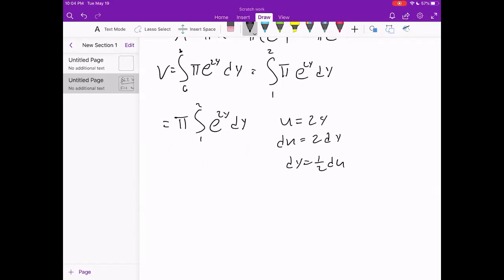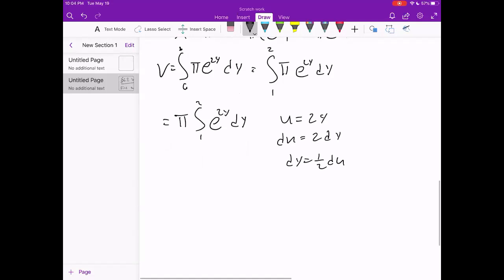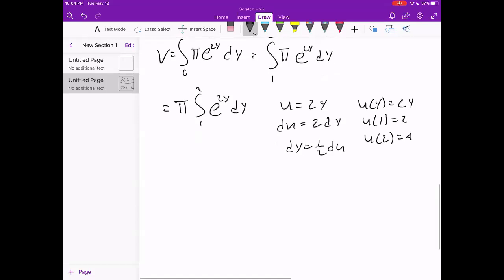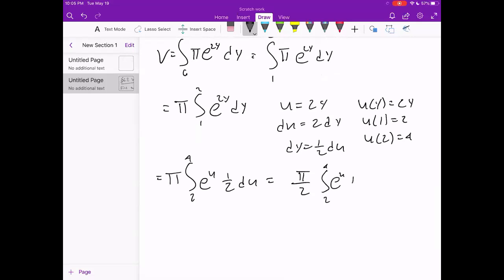And when you do this, you also need to change the bounds on your integral. So u of y is 2y. Plug in your bounds: u of 1 is equal to 2, and u of 2 is equal to 4. I'm going to replace my bounds with those numbers. So this is pi times the integral from 2 to 4, e to the 2y is now u, and dy is 1/2 du. I'm just going to plug this in. So this is pi over 2, factoring out the 2, times the integral from 2 to 4 of e to the u du.